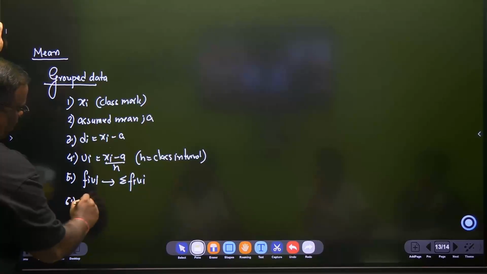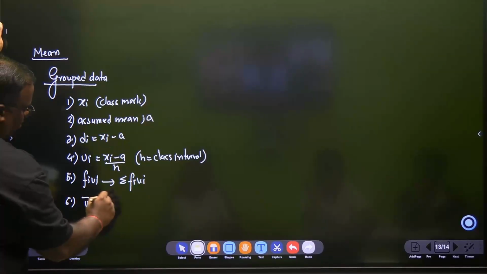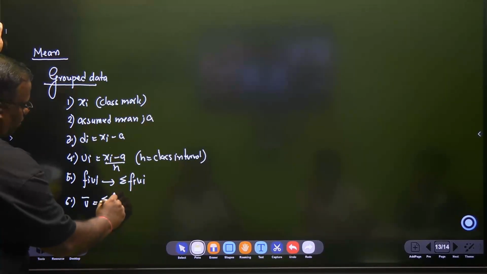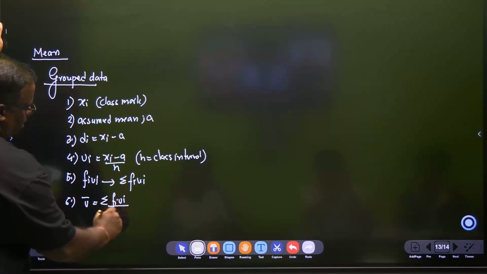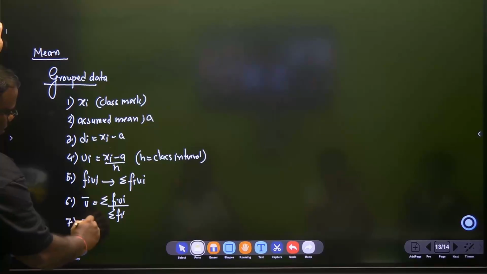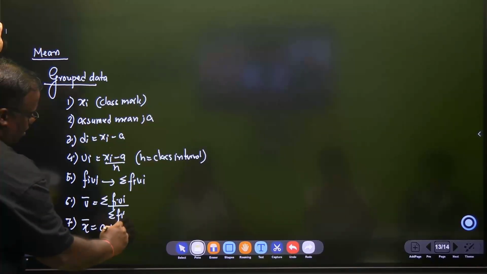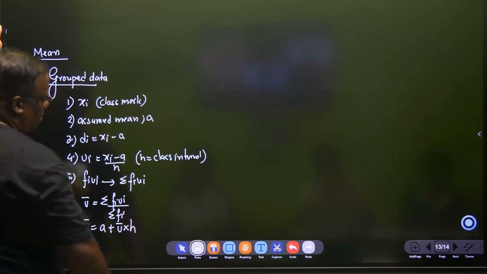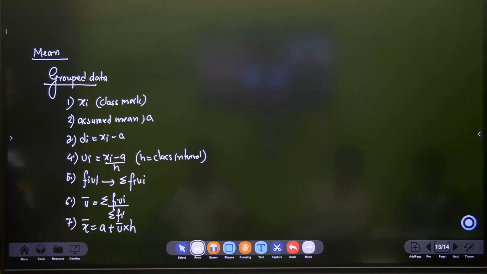Then you will be finding fi ui, and after you find fi ui, you find sigma fi ui. Then you will be finding u bar. U bar will be sigma fi ui divided by sigma fi. Once you have found u bar, your x bar will be assumed mean plus u bar multiplied by h. This is all that you need to do for mean of grouped data.